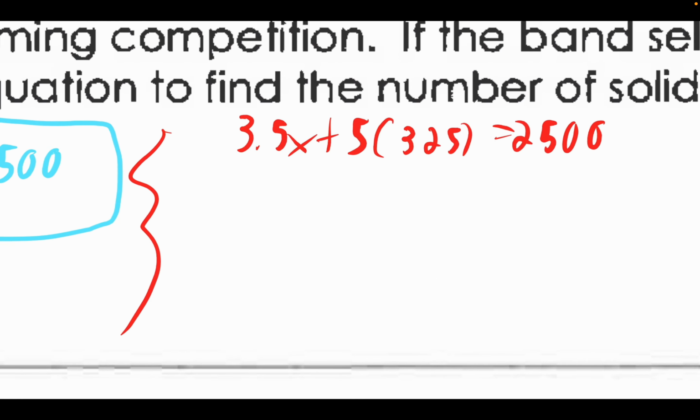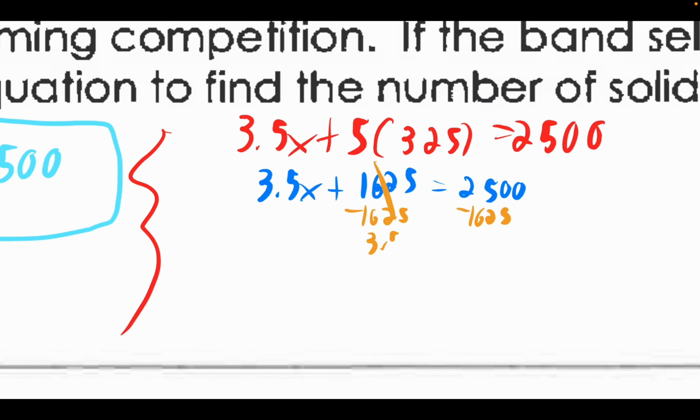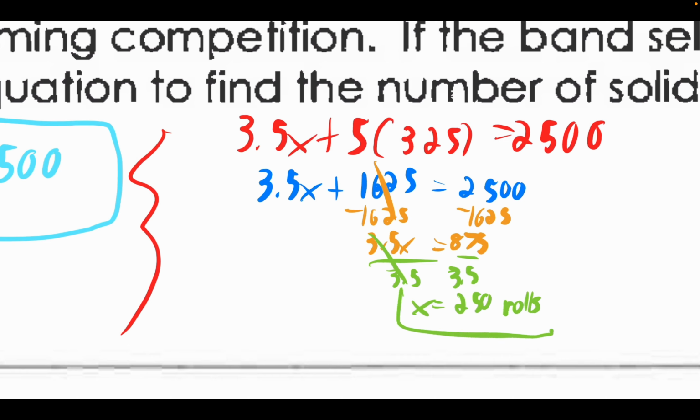So I go ahead and do 5 times 325, and I get 3.5x plus 1,625 equals 2,500. If I subtract 1,625 from both sides, I get 3.5x equals 875. So now I divide by 3.5, and x is 250. So the band would need to sell 250 rolls of solid paper in order to meet their quota if they sold 325 rolls of printed paper.